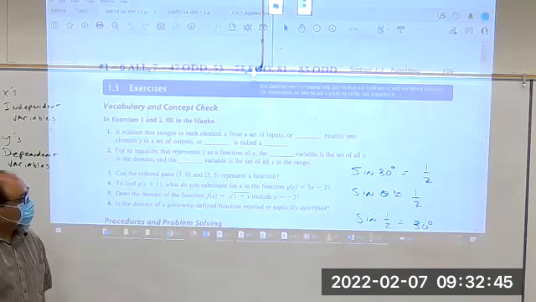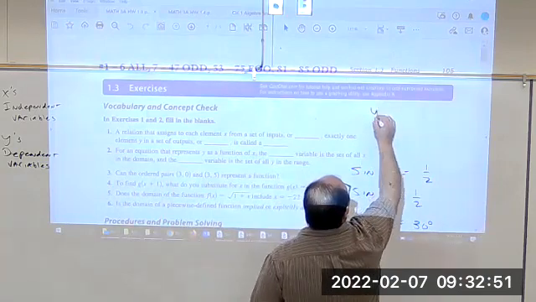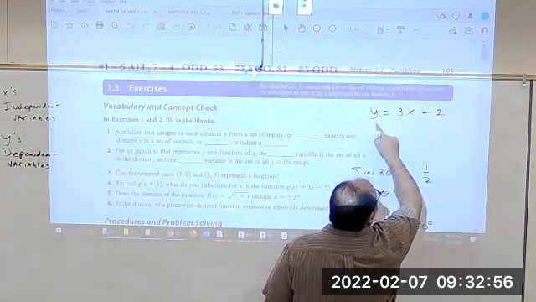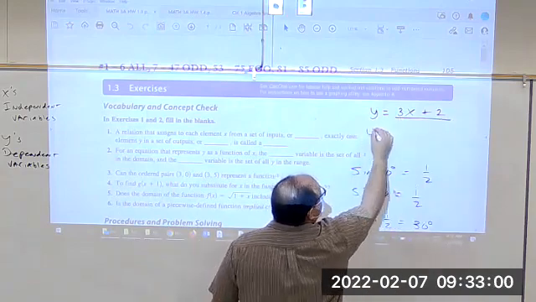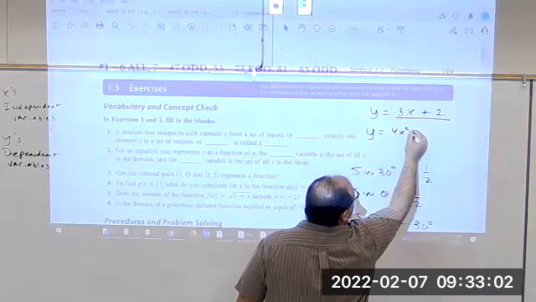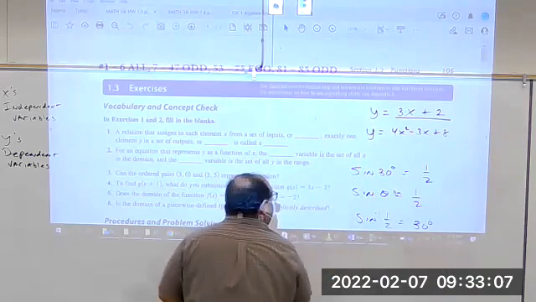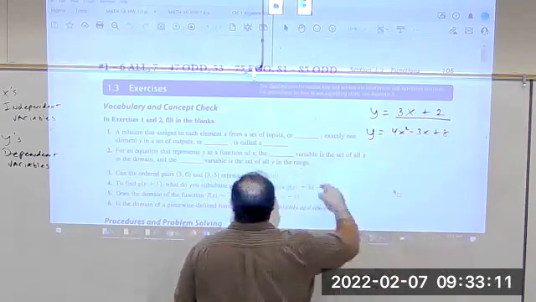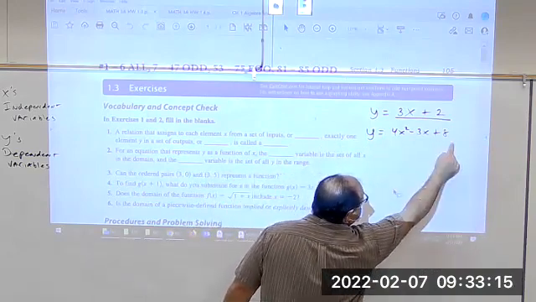For equations that represent y as a function of x, that means when you have y by itself. Y equals 3x plus 2, y as a function of x. So y is by itself. Y equals 4x squared minus 3x plus 8. Okay, that is y as a function of x, y by itself.